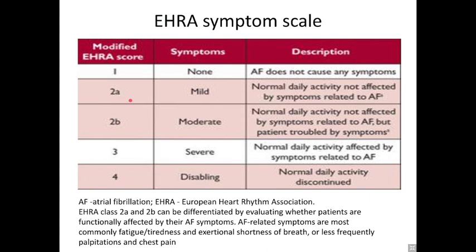Score 2A, mild symptoms. What do mild symptoms mean in our patient? Normal daily activity is not affected by symptoms related to atrial fibrillation. Score 2B, moderate symptoms. Normal daily activity is not affected by symptoms related to atrial fibrillation, but the patient is troubled by symptoms. The patient feels symptoms, maybe palpitation sometimes, and is troubled about it.